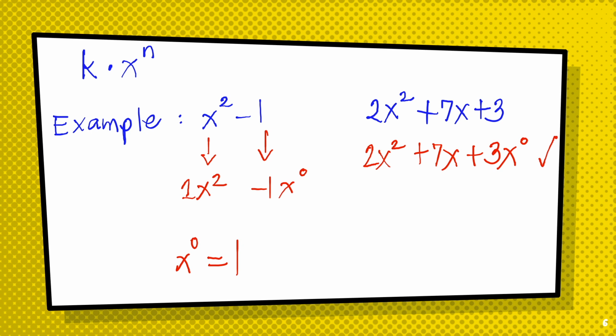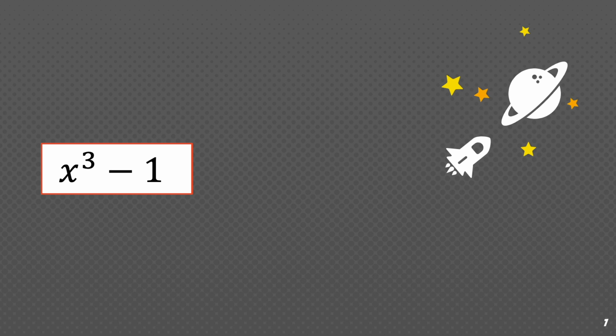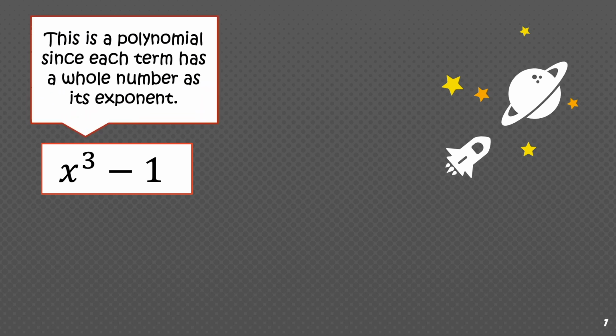Take note that in the term in the form k times x raised to n, the x there can be replaced with any variable. Let's have our first example. x cubed minus 1. Notice that the first term is x cubed, and the exponent of variable x is 3, which is a whole number. The second term is negative 1. Negative 1 can be written as negative 1 x raised to 0, and the exponent of x is 0, which is a whole number. Therefore, this is a polynomial.